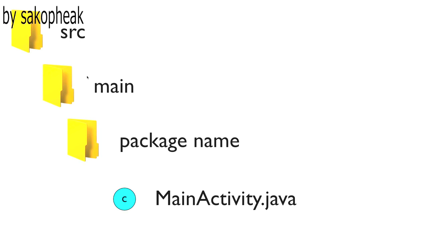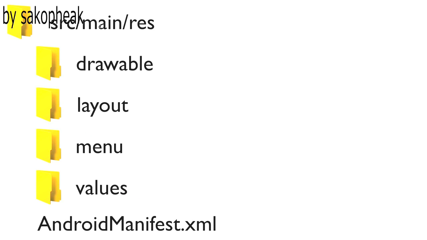Now inside the source folder, there's a couple folders we're going to focus in on here. First, I'm going to focus on main. Inside of main, you're going to have a package name, which is going to make your application unique. And then you're going to have main activity.java, which is going to be all the code for your application. Also in the source folder and in the main folder, you're going to have a resources folder. And let's go through the specific resources.